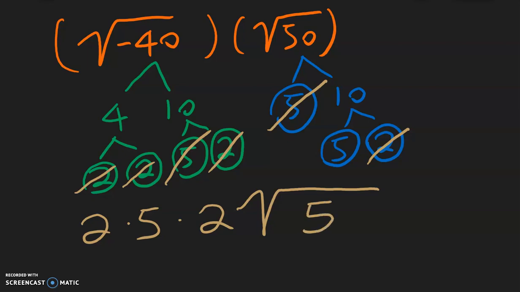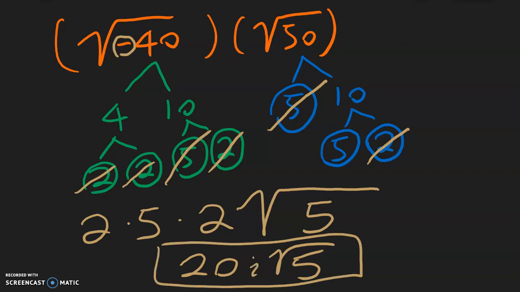And now we're going to multiply this together. So 2 times 5 is 10. 10 times 2 is 20. So we have 20 on the outside, square root of 5 on the inside. And finally, remember how we have this negative here? There needs to be an i. And this is the final answer.